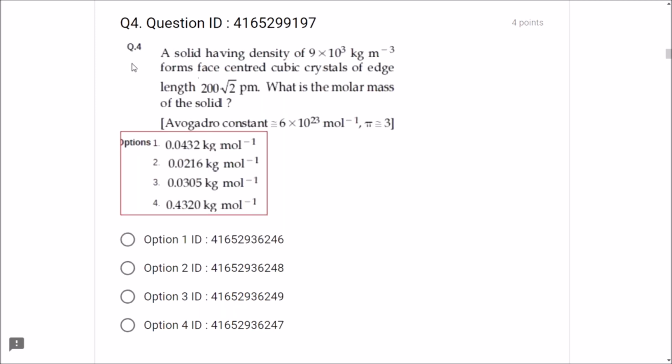Next, question number 4. A solid having a density of 9 into 10 to the power of 3 kg per metre cubed forms face-centered cubic crystals of edge length 200 root 2 pm.